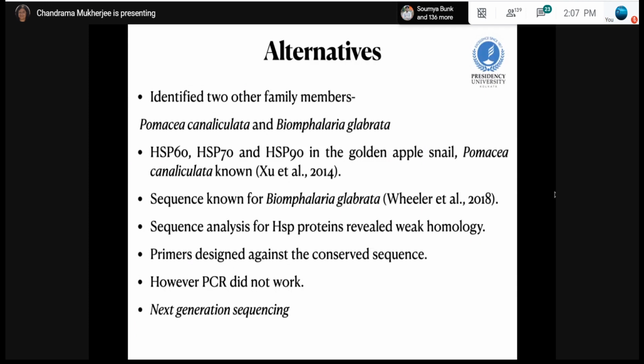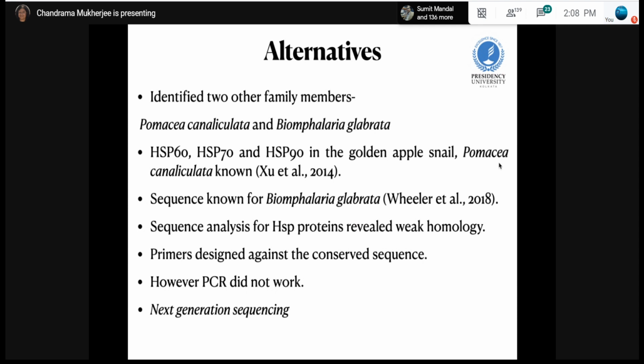Now, if two proteins share less than 30% sequence homology, then probably their cDNAs also diverge a lot, and we noticed that the cDNA sequences also diverge a lot. But we need to design the primers, so we need to focus on the cDNA sequence. Whatever small stretches of sequence conservation we found when we aligned the sequences from these two species, Pomacea and Biomphalaria, we designed the primers.